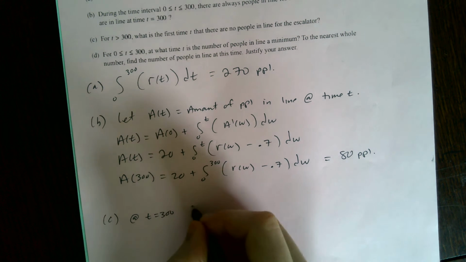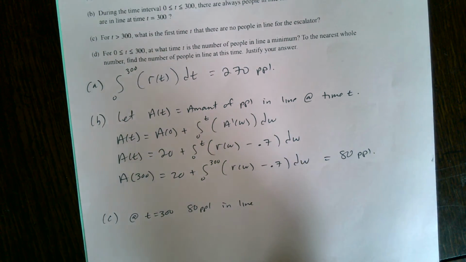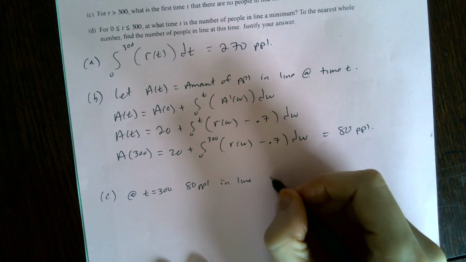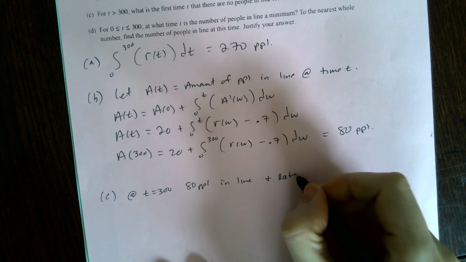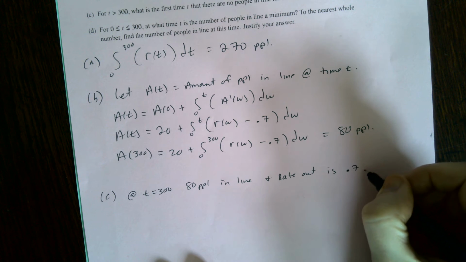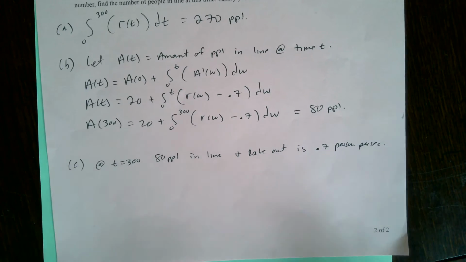At t equals 300, 80 people in line, okay? No more going in. 80 people in line, and the rate out is 0.7 person per second. All right, so if there's 80 people in line and they're leaving at a rate of 0.7 person per second, then how long would it take for all 80 of them to be gone?